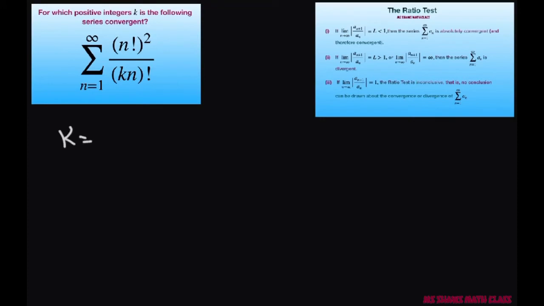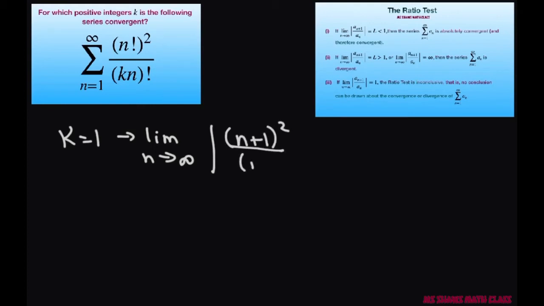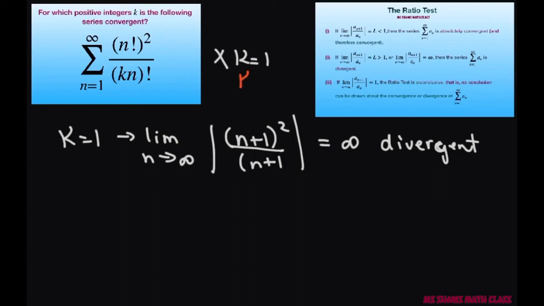If k equals 1, then we get the limit as n approaches infinity of the absolute value of (n plus 1) squared divided by (n plus 1). Now, this obviously, since the numerator is greater than the denominator, equals infinity. So it's divergent here. So k equals 1 does not work.